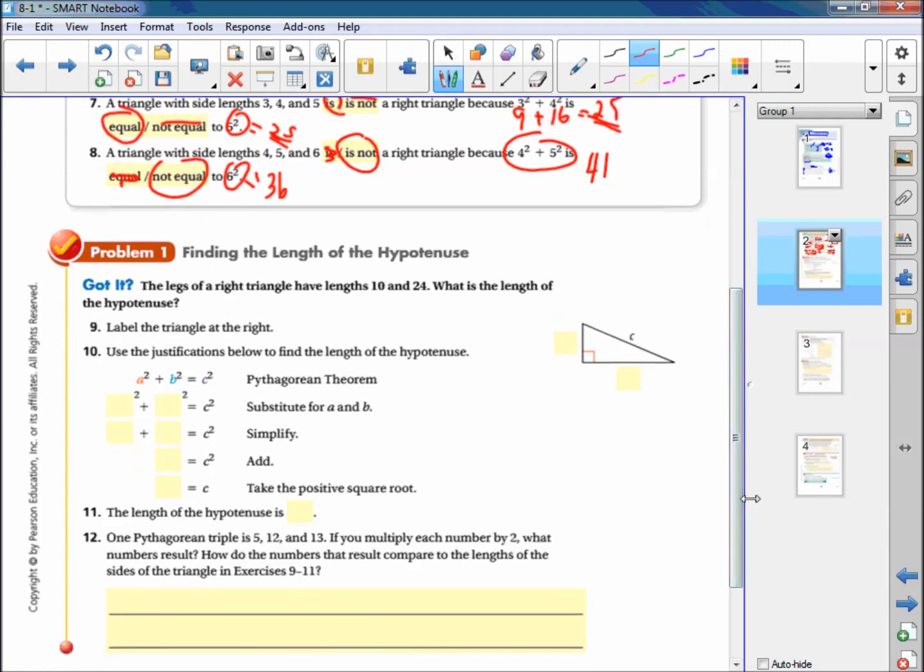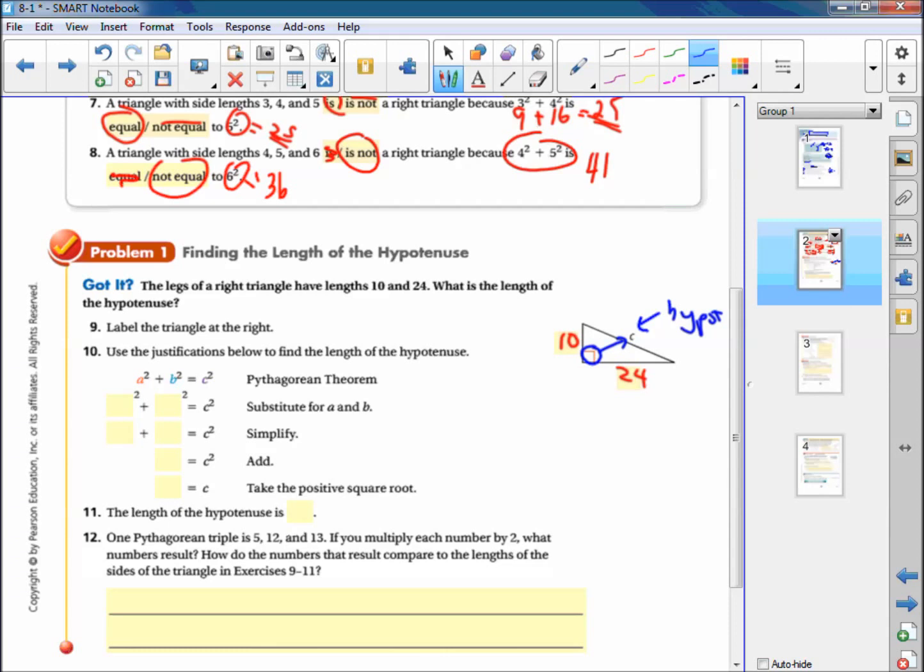All right. So we have a problem down here about finding the length of the hypotenuse. Okay, the legs of the right triangle have lengths of 10 and 24. So we'll put 10 on the one that looks shorter and 24 on the one that looks longer. What is the length of the hypotenuse? And the hypotenuse is always going to be across from the right angle. So there is our hypotenuse. And you'll often see the letters A, B, and C, but it doesn't really matter. Just think of the two legs added together equal the hypotenuse on the other side if everything is squared.